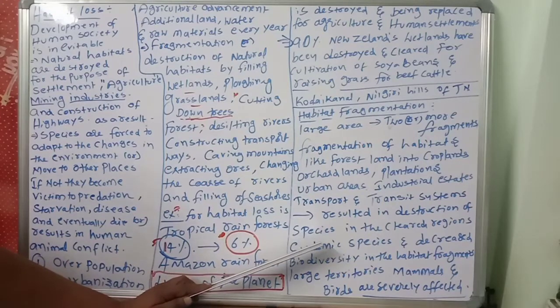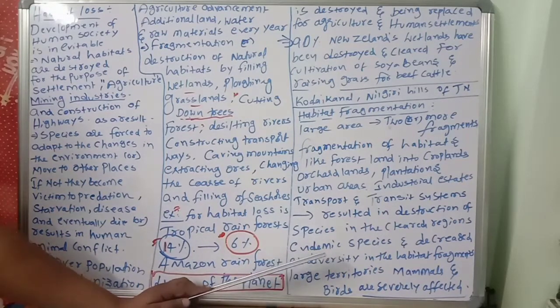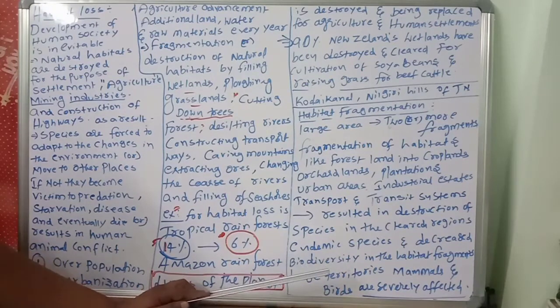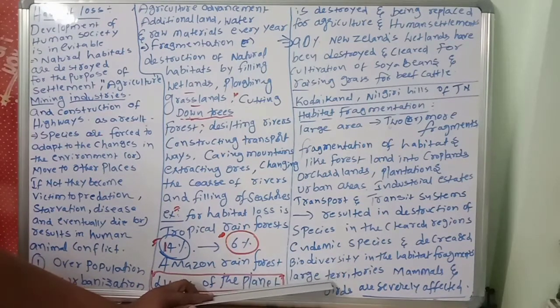The cleared regions. So what will happen? Endemic species are living there, but those animals are getting endangered, and biodiversity decreases in the habitat fragments. Decreased biodiversity in the large territories. Now the mammals and birds are severely affected.